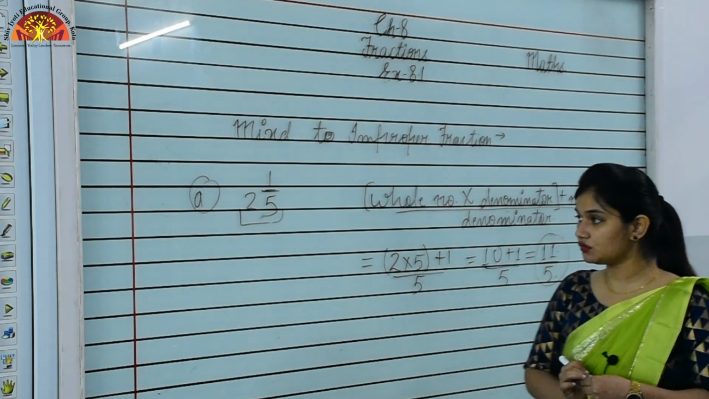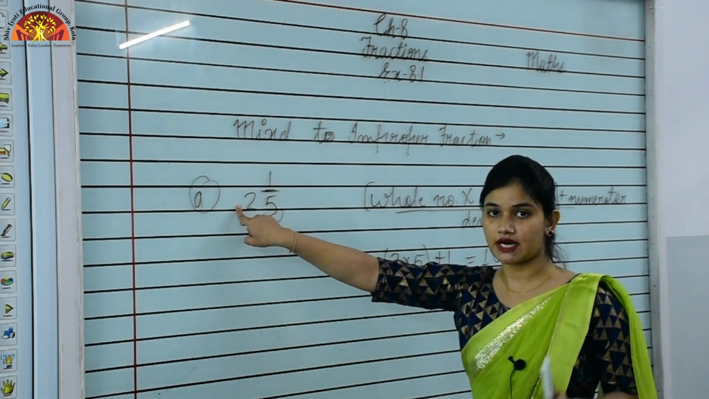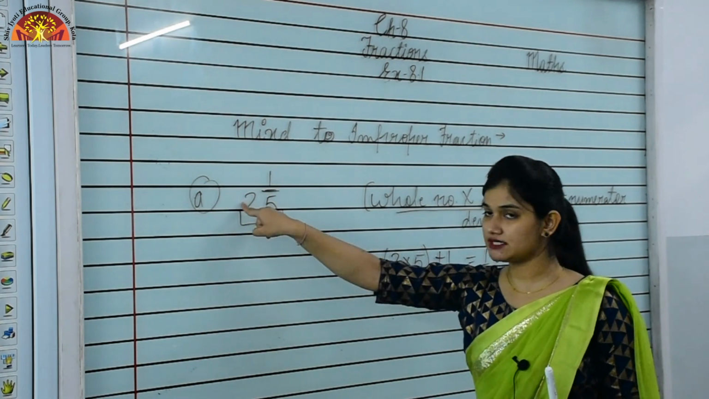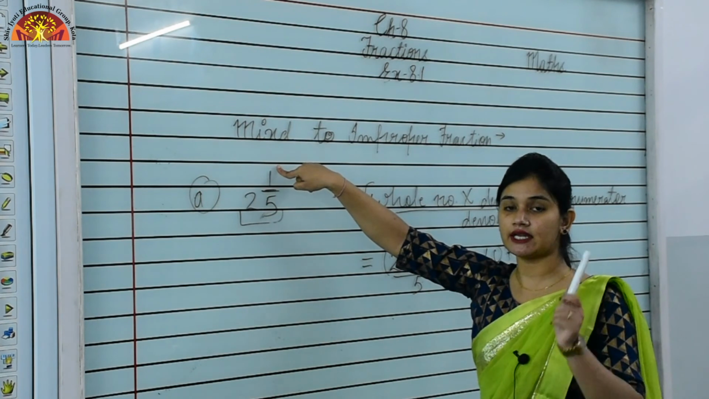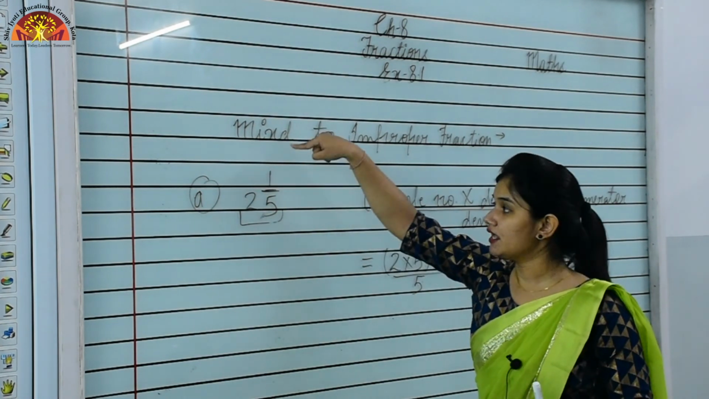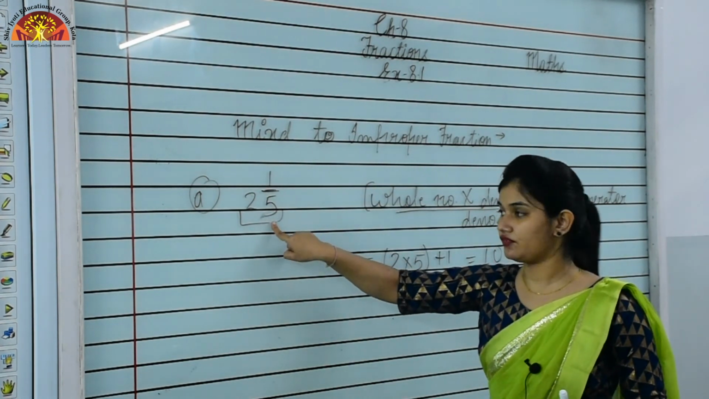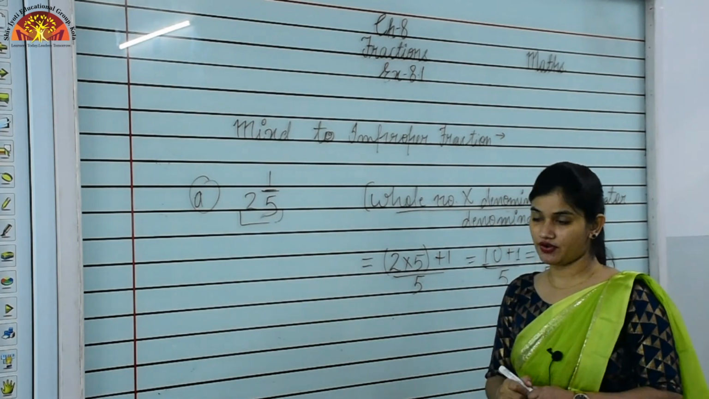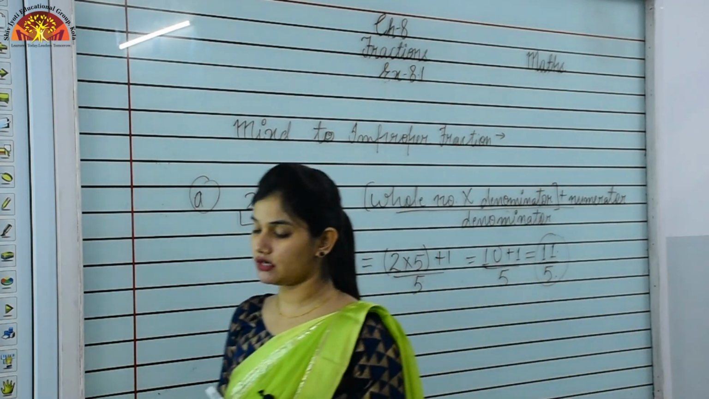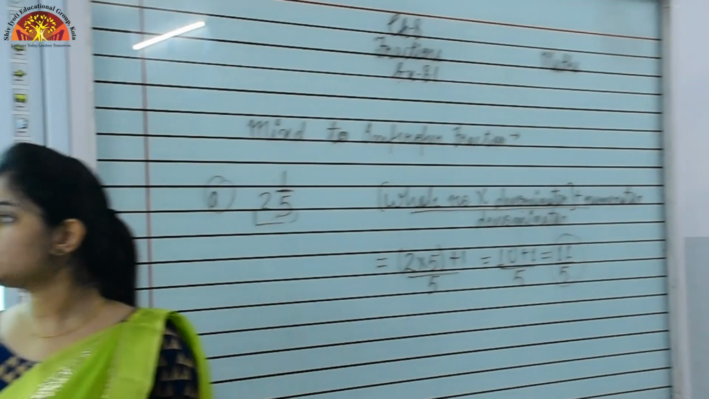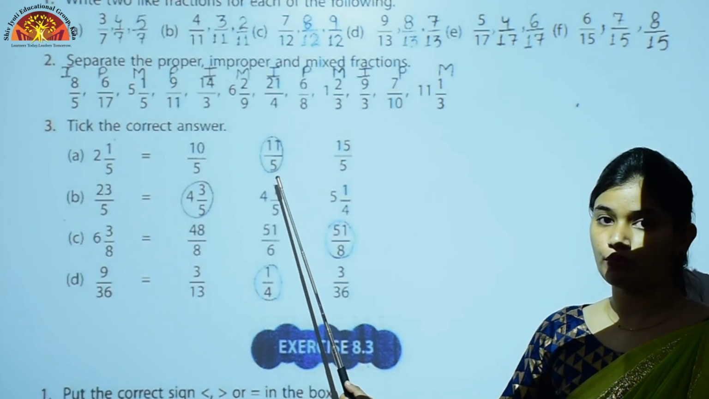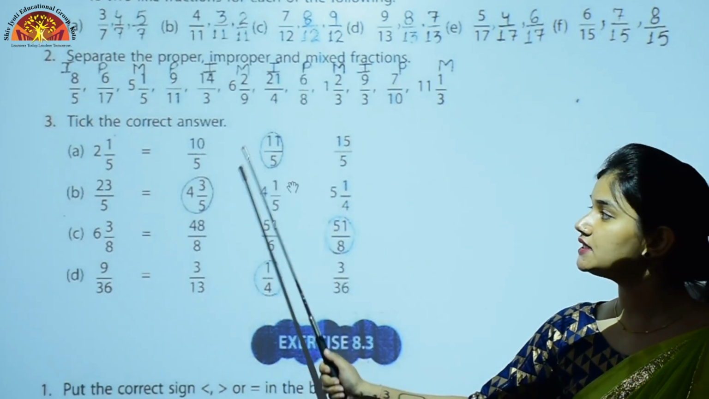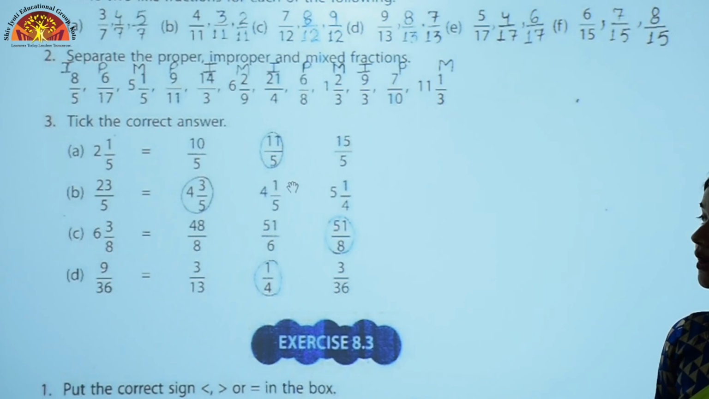And how can we convert it? 5 2s are 10. You have to multiply these numbers. Then you have to add the numerator. 10 plus 1 is 11. Then 11 upon 5. This is the improper fraction, and in this way you can convert a mixed fraction to an improper fraction. So which is the correct answer? The correct answer is 11 upon 5. So you have to circle this answer, which is 11 upon 5.